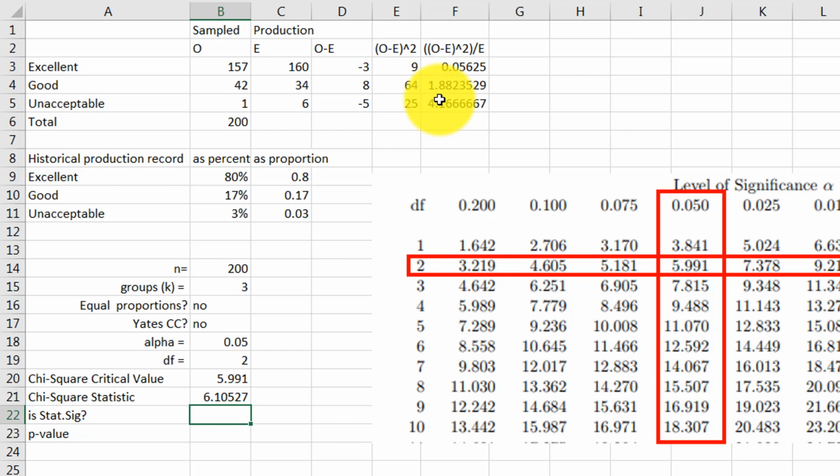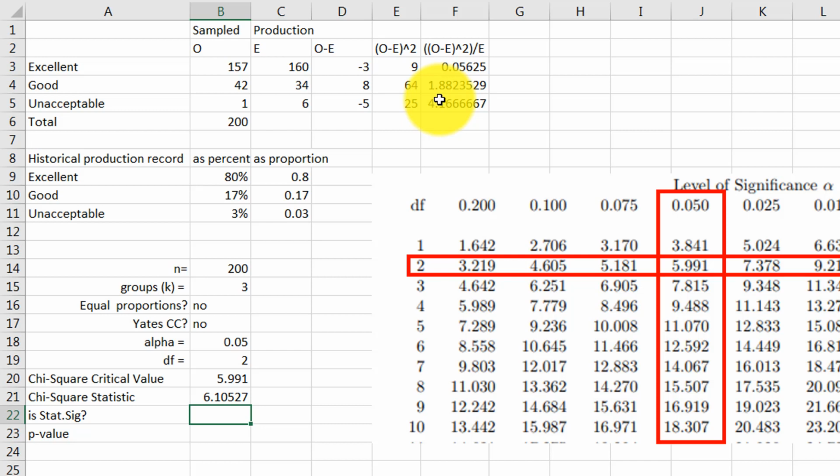So now we need to know, are we statistically significant? Well, to know that, we have to have a chi-square statistic that is larger than our chi-square critical value. Is 6.1 larger than 5.991? Yes, it is. So we would be statistically significant.